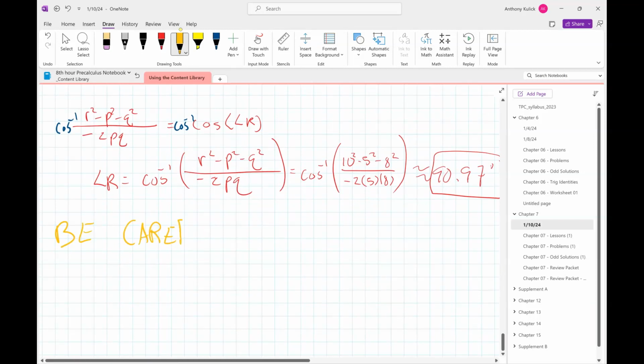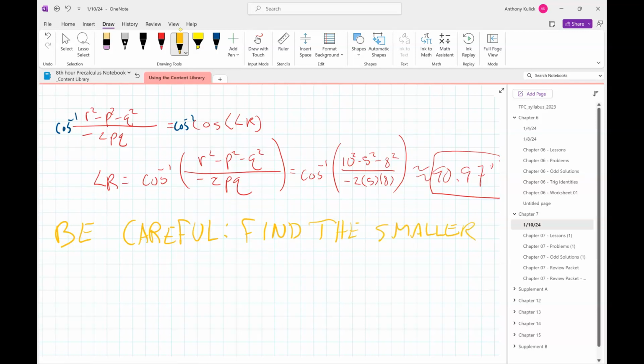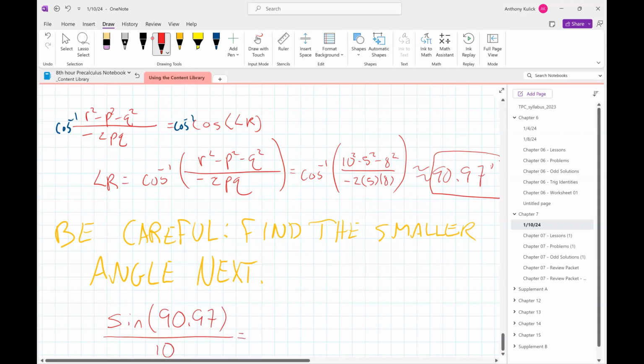So again, between P and Q, the smaller angle is P, since side P is 5 and side Q is 8. So I'm going to set up my law of sines. I'll say sine of angle R, 97.90, over 10 equals sine of angle P over 5.